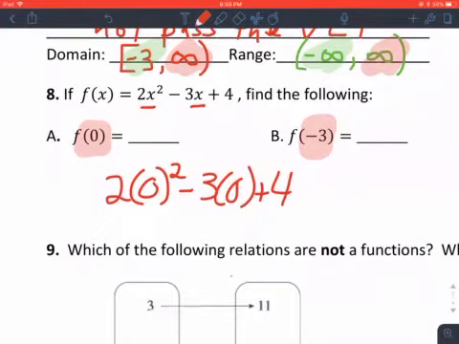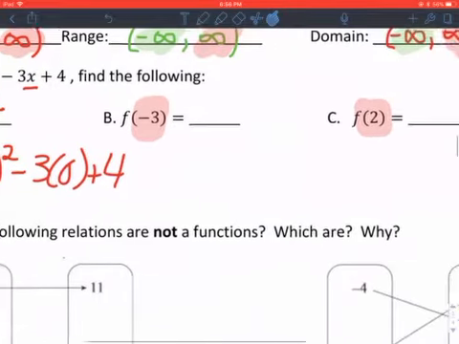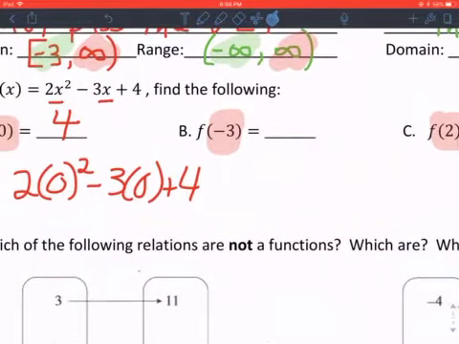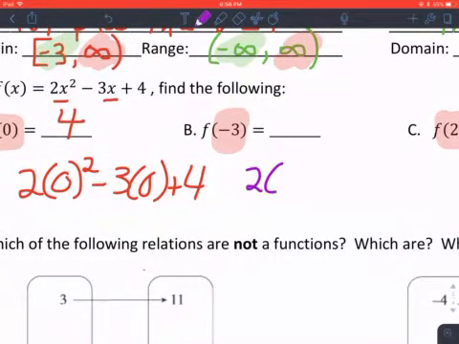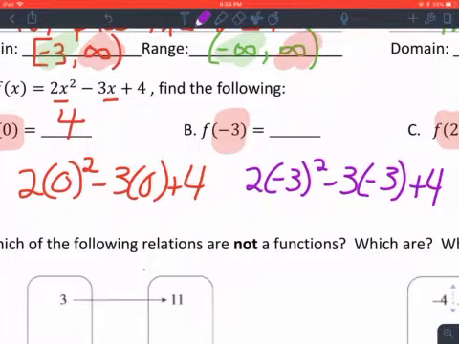I'm going to type this directly in the calculator to evaluate this. So I have 2 parentheses 0 squared minus 3 times 0 plus 4. When I do that, I get f of 0 equals 4. So let's take a look at b. Now I'm substituting -3 in for x. So I have 2 times -3 squared minus 3 parentheses -3 plus 4. Make sure, especially with the negative numbers, that you substitute these in with their parentheses.